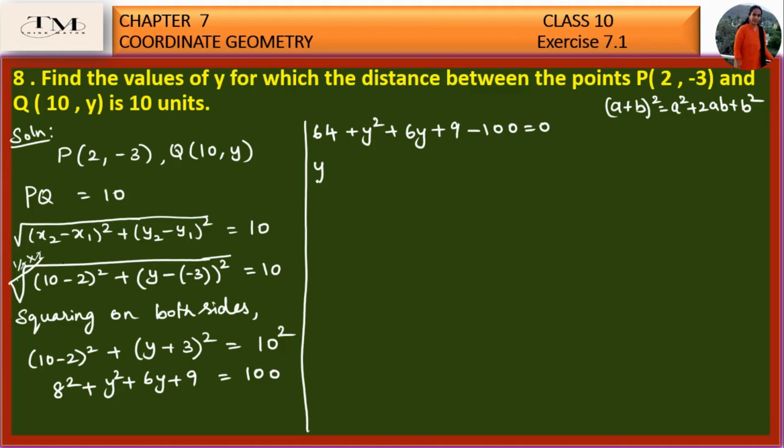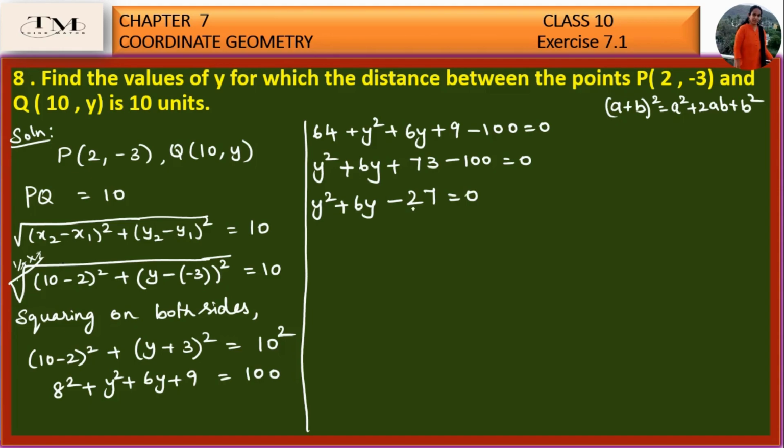So writing the y square term first, next 6y. So what are the constants? 64 plus 9 is 73. So 73 minus 100 equal to 0. So you will get y square plus 6y, 73 minus 100 is minus 27, equal to 0.